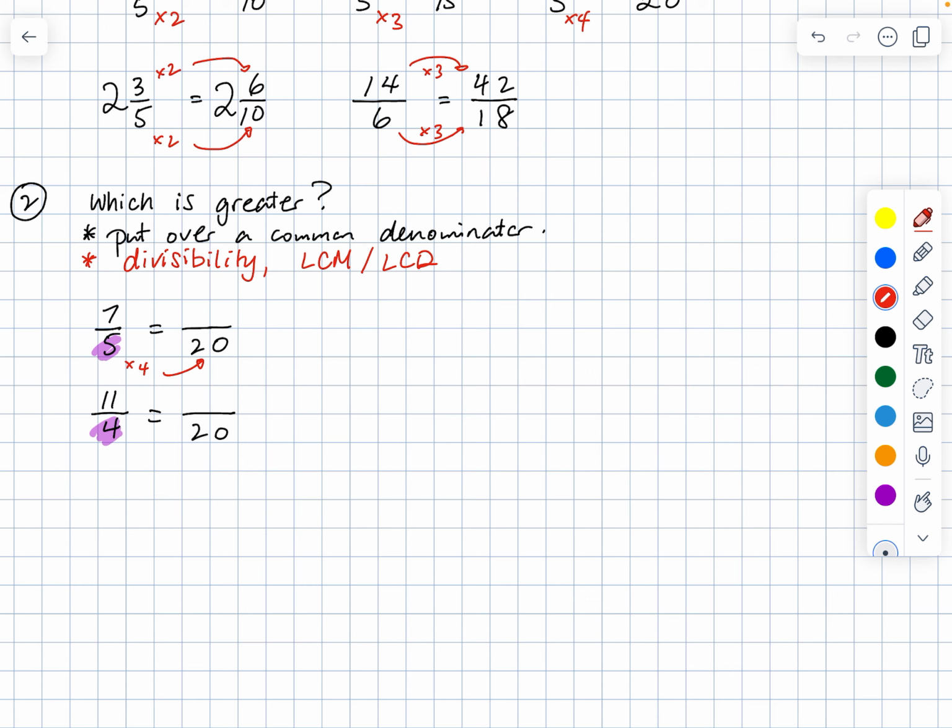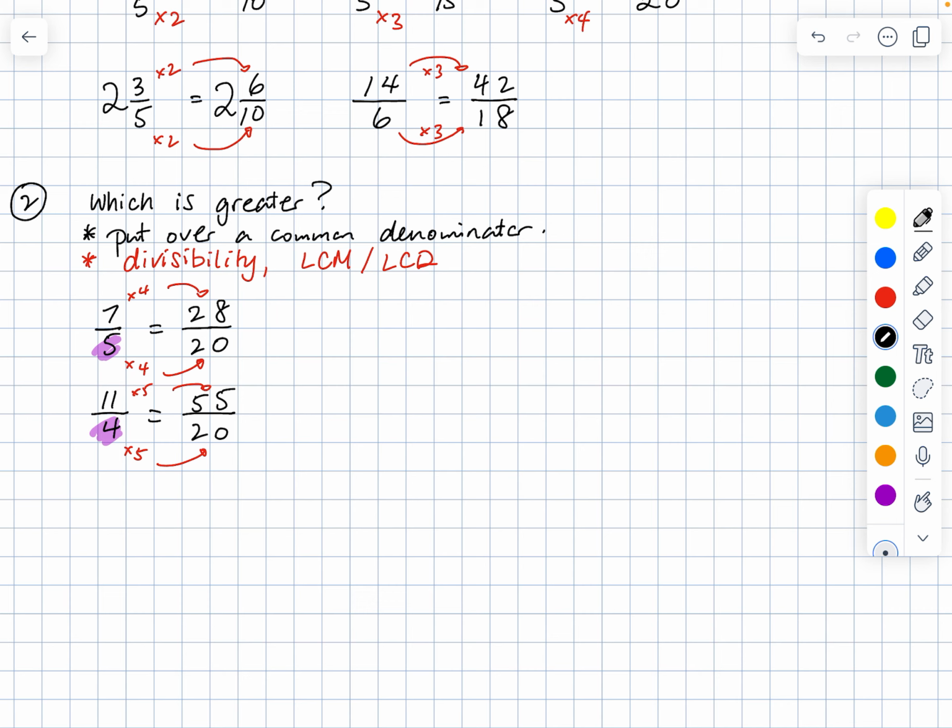And then how do you get from 4 to 20 with multiplication? It's 4 times 5, which is 20. So whatever you do to the denominator, you do to the numerator. So 7 times 4 gives you 28. And then 11 times 5, which would give you 55. Okay, so you've got 28 over 20 and 55 over 20.